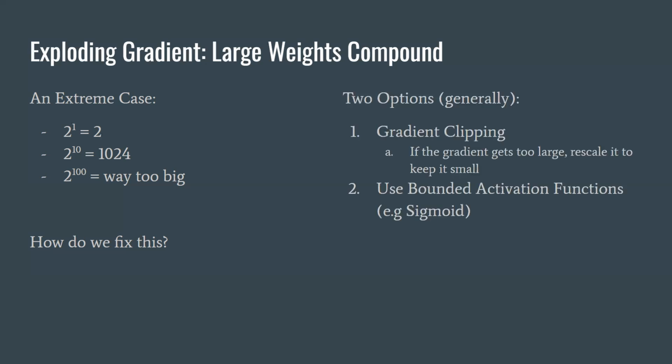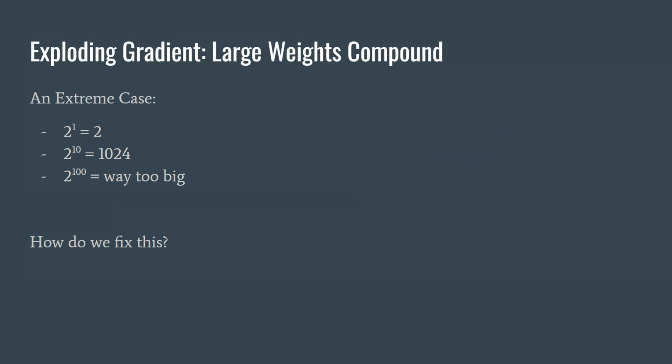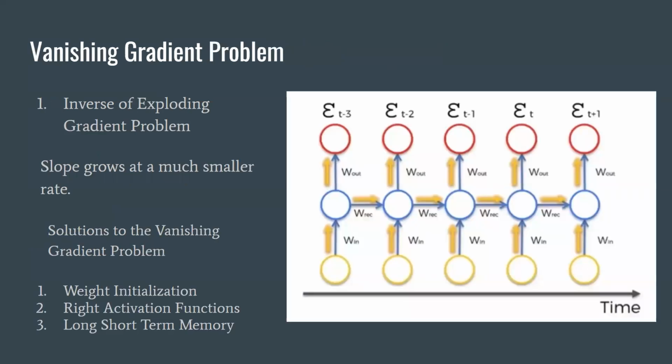You have generally two options. A, you could use gradient clipping. If it gets too large, you can always rescale it. And secondly, you can use a sigmoid function or some activation function to keep the weights constant. All right. Cool. Yeah, that is also true.